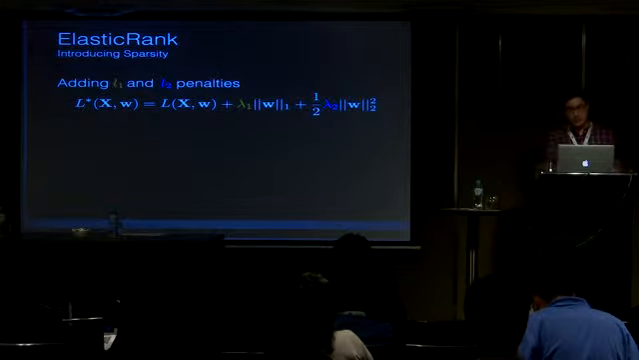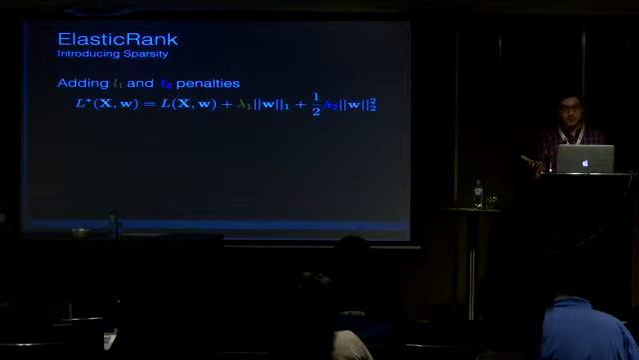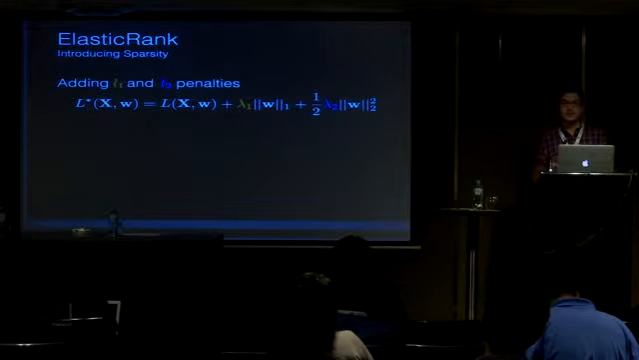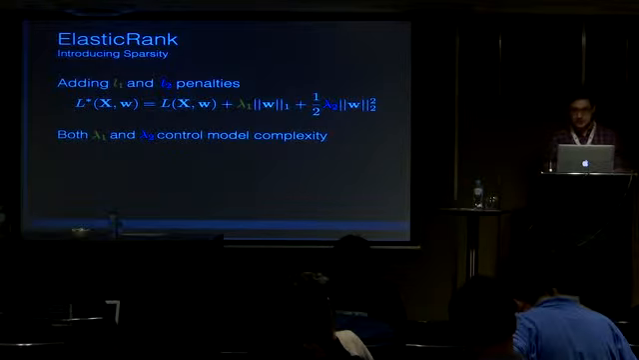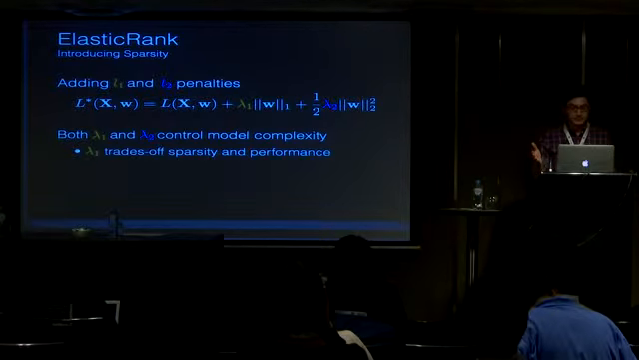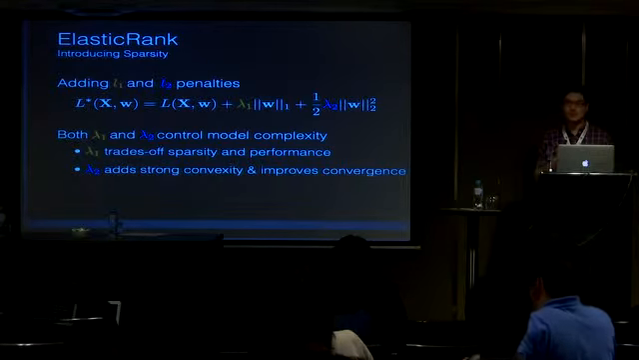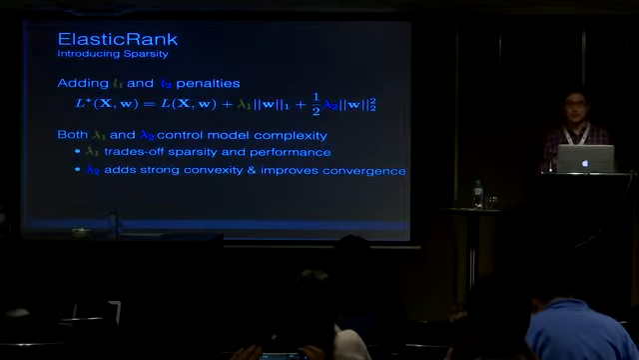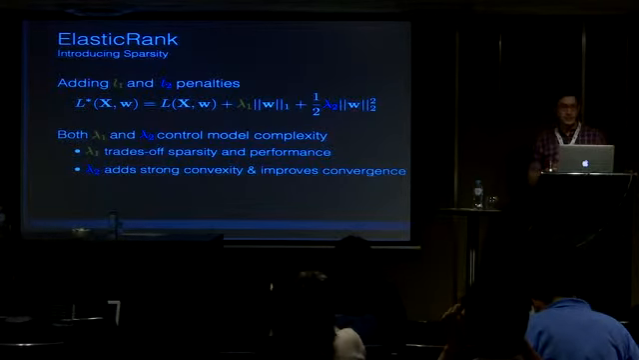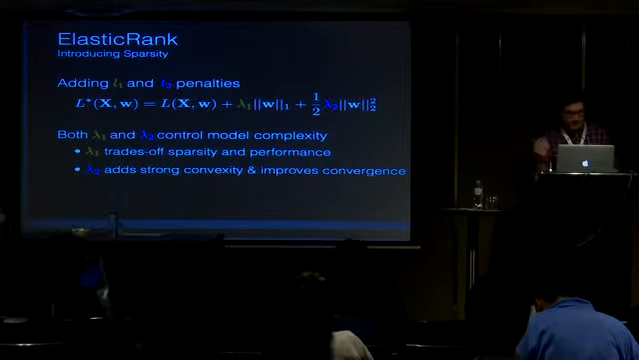As I mentioned, to actually get low prediction latency, we impose 2 additional constraints. We add L1 and L2 penalties governed by 2 hyperparameters, lambda 1 and lambda 2. Both of them implicitly control the model complexity. Lambda 1 trades off between sparsity and performance, and lambda 2 essentially adds some strong convexity and improves the convergence properties. This formulation in terms of classification is usually called elastic net. Most of you have probably heard of it. So from now on, I will define it as ElasticRank, and I will refer to it by using this name.